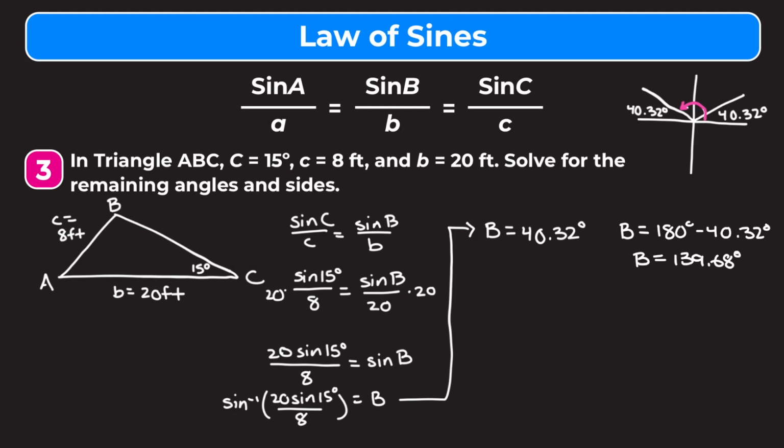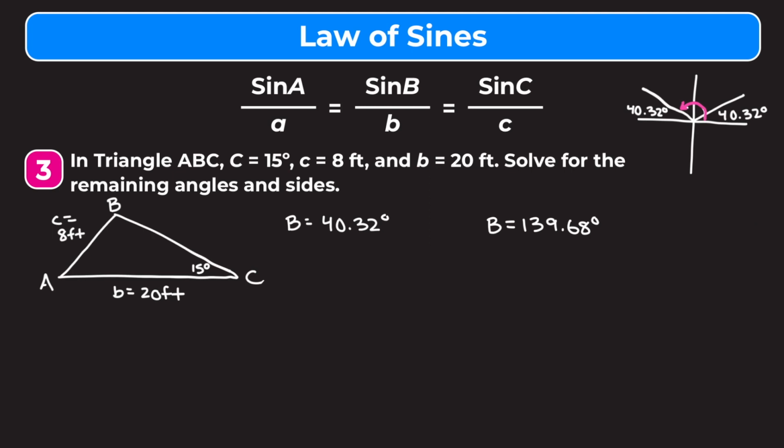So now what we have to do is solve two triangles. One where our angle B is 40.32 degrees, and one where our angle B is 139.68 degrees. To save some space on the screen, I'm going to erase most of this and just keep those two B values, and then we're going to solve both of those triangles. So let's solve the left triangle first, when angle B is 40.32 degrees.